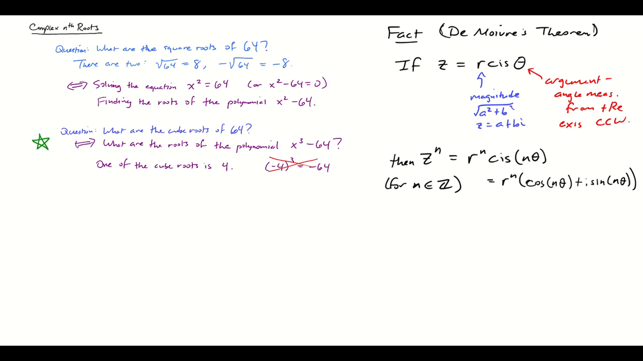It'll only cross the x-axis one time. So if we want to find additional cube roots, we're going to have to look to the complex number system, where we will in fact find two more of them.